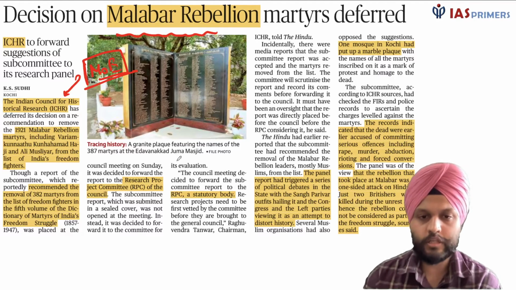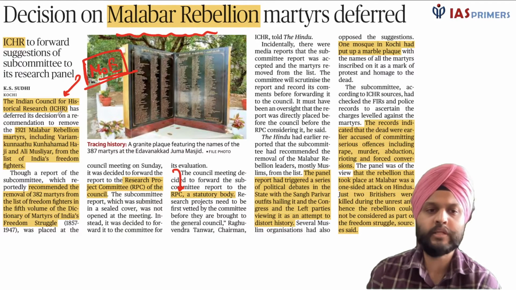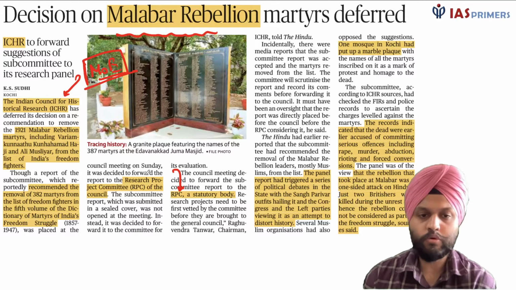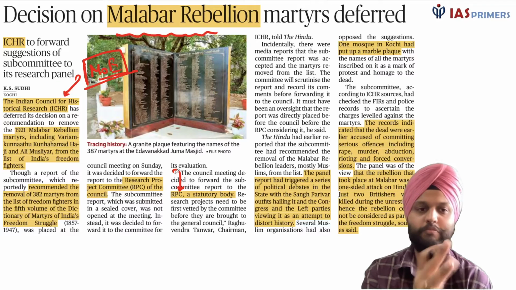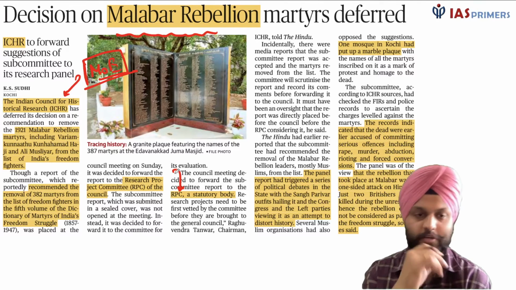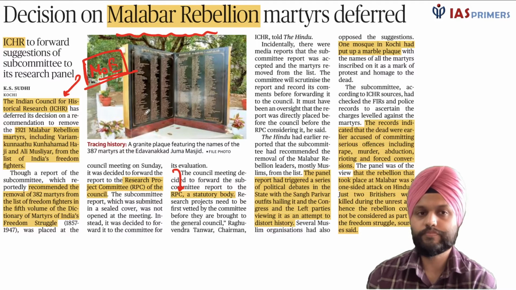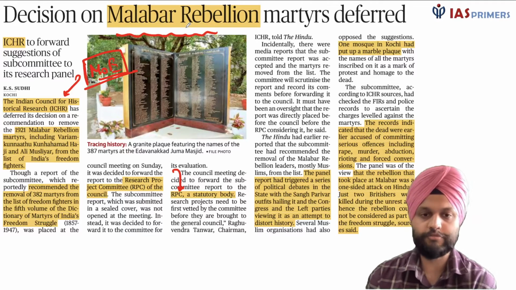And they have given this to a subcommittee, which interestingly is a statutory body, but ICHR is not mentioned as a statutory body. So it is given to the Research Project Committee of the Council. Now, that's why I'm a bit confused on this issue over here. Okay, so ICHR. Now coming to the Malabar Rebellion. So there was a proposal. Let's do Malabar and then I'll say why the martyrs decision is deferred.